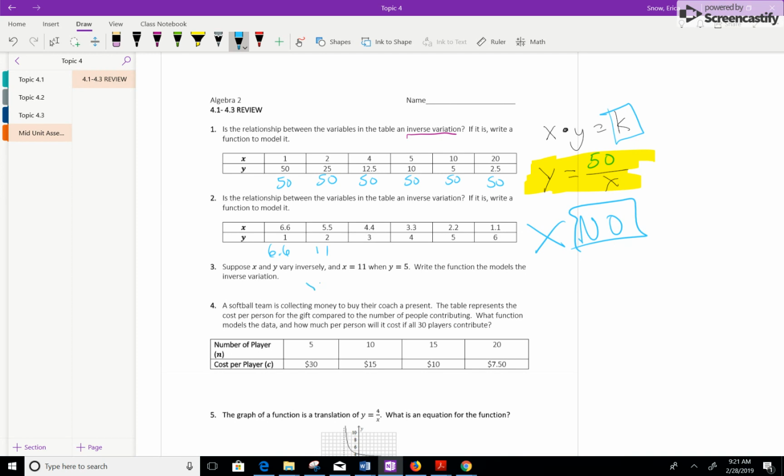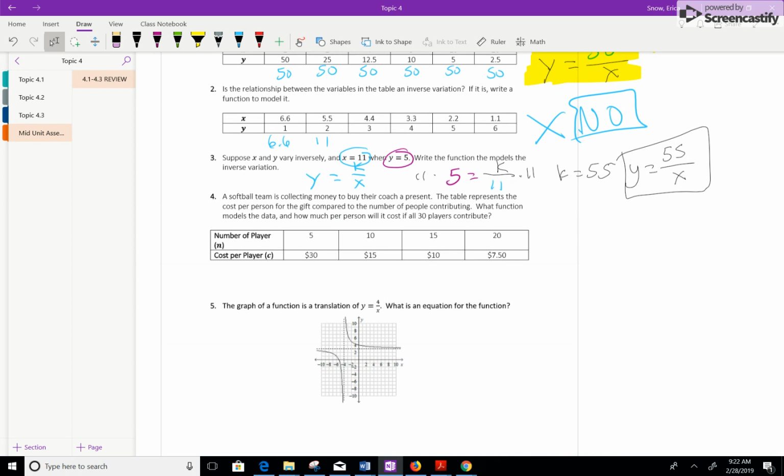Okay, question 3 says, suppose x and y vary inversely. So that means that we know that y equals k over x. It says at x equals 11, y is 5. So I'm going to have 5 equals k over 11, and we need to figure out what our k is. So when we multiply both sides by 11, we get that k is 55. And that means that our equation for this one is y equals 55 over x.